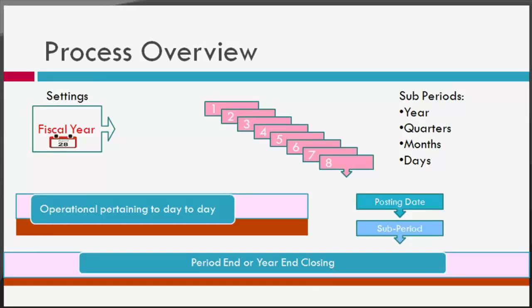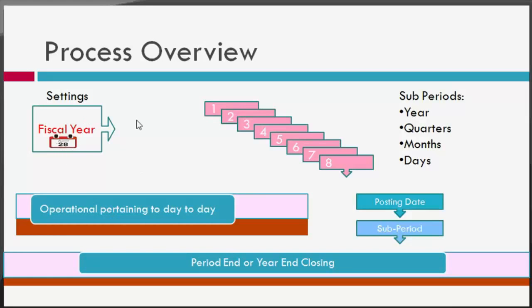The second stage is the operational stage. In everyday work we enter the documents and manual journal entries with a posting date that will be registered automatically to the appropriate sub-period. Sub-periods allow the user to control posting within them. That way the posting to each month can be controlled. And the third stage is period end closing, when you move all the profit and loss account balances to the retained earnings accounts and zero out all the P&L accounts.